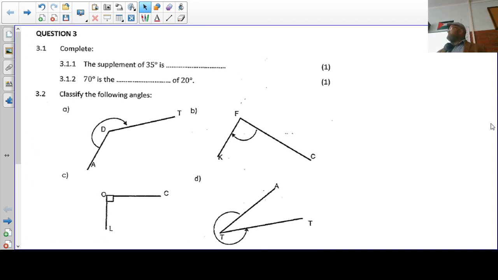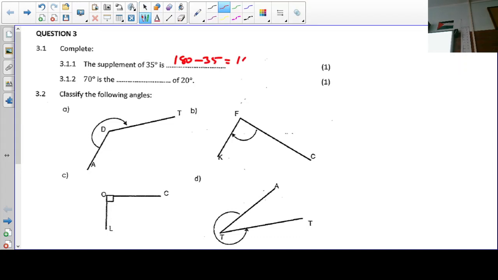So the first question says, in question 3, complete. The supplement. People, what does supplement mean? Add up to 180. The supplement of 35 degrees is what? 145. How do we get that? It's 180 minus 35 is 145. Okay, that was fairly simple. 70 is the what of 20 degrees. What is 70 plus 20? 90. So it's going to be complement. Okay. We got supplement. It adds up to 180. Complement is add up to 90 degrees.